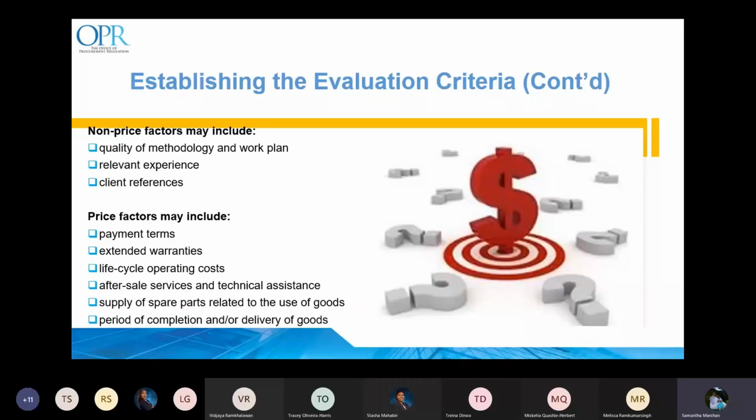Price factors may be used solely or together with the non-price factors. Their function is to determine which bidder provides the most advantageous bid. Price factors may include payment terms, extended warranties, life cycle operating costs, after-sales services, supply of spare parts, and timeline for completion or delivery. Of note, the procuring entity should ensure that the focus remains on the outcome, as having too many criteria will make the process difficult and costly.